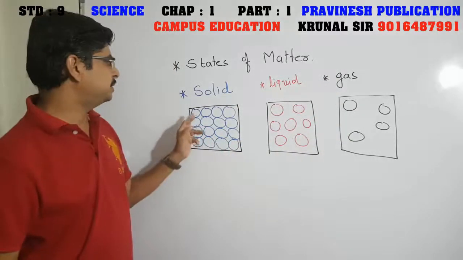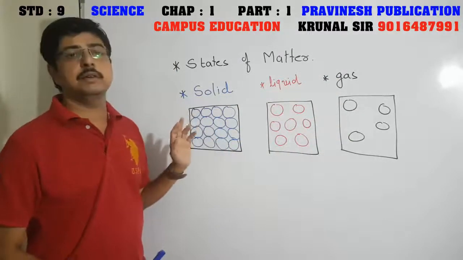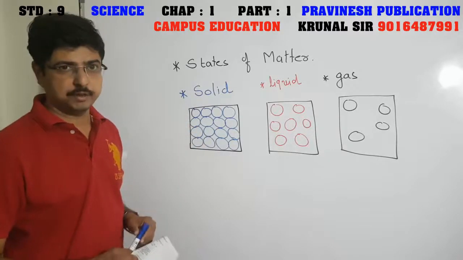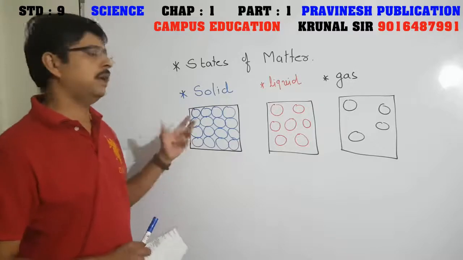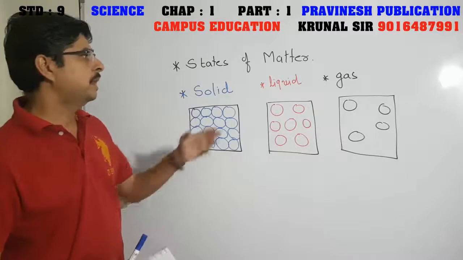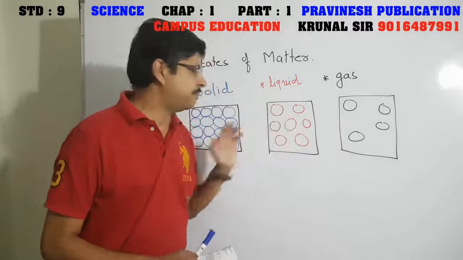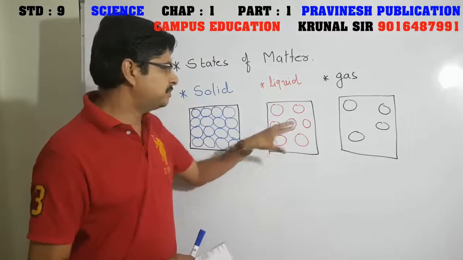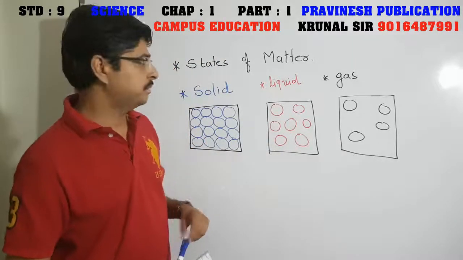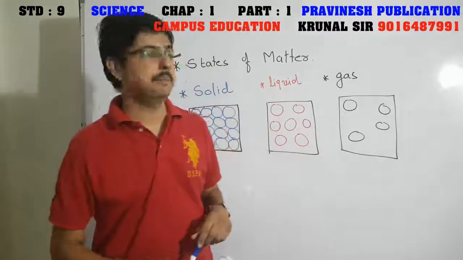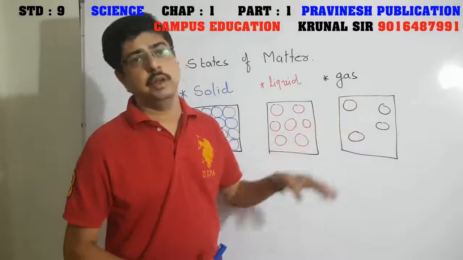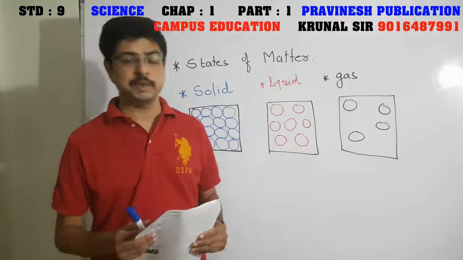We can see that in a solid the particles are tightly packed with each other. That means there is no intraparticular space. In a liquid there is some gap between the particles, they are spread apart from each other. In a gas they are widely spread, that means they have much more intraparticular space.